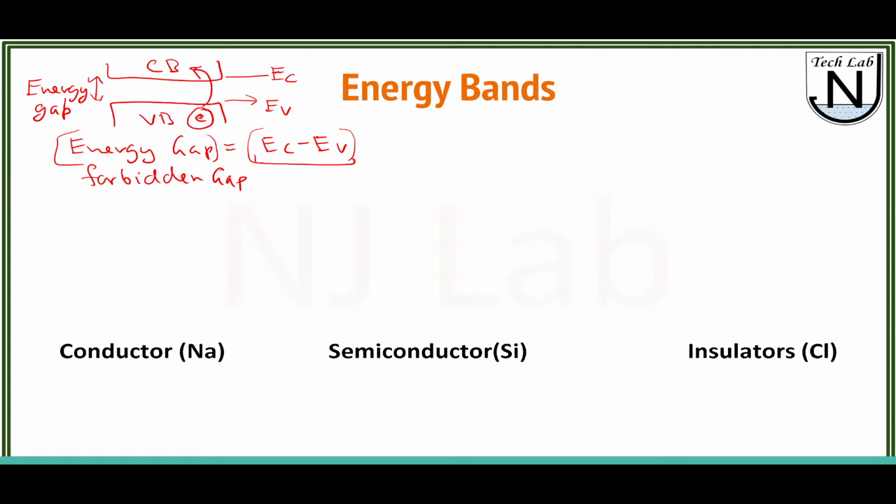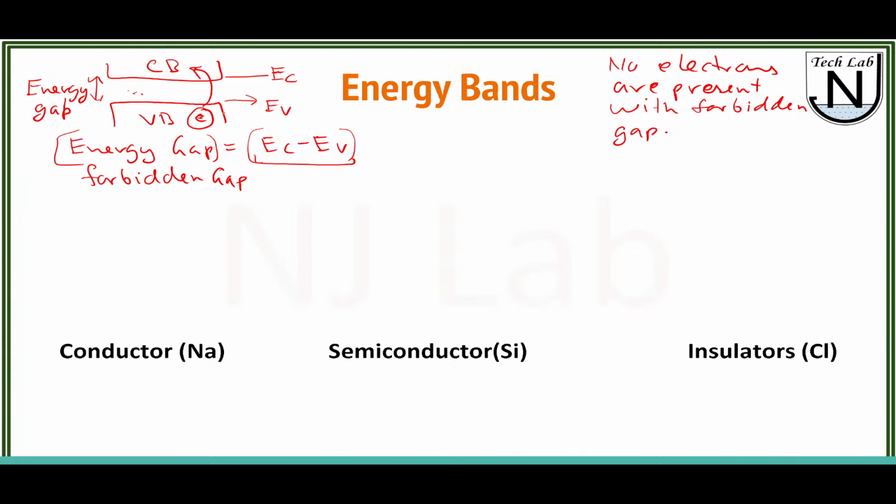And within this forbidden energy gap, no electrons are present. Electrons can exist either in the valence band or in the conduction band. They cannot stay in between that, right?